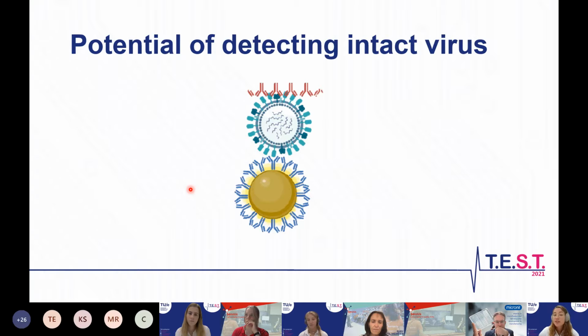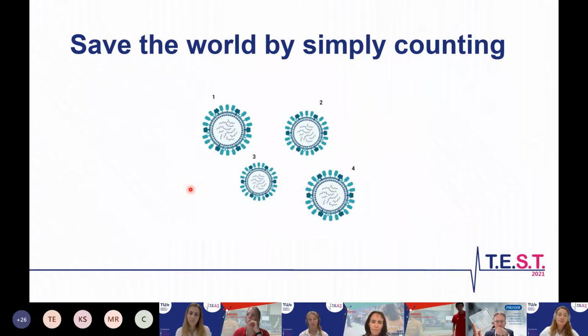So as I said, by only changing the antibodies, you can detect different molecules. So it would also be easy to detect an intact virus. The simplicity of this method is the strength of our biosensor, because it makes it easy to produce and easy to adjust for other viral strains. Save the world by simply counting.